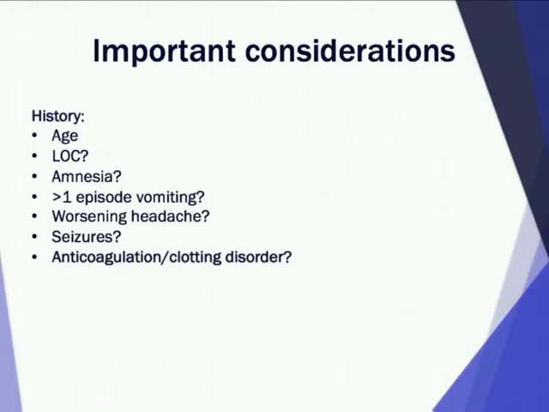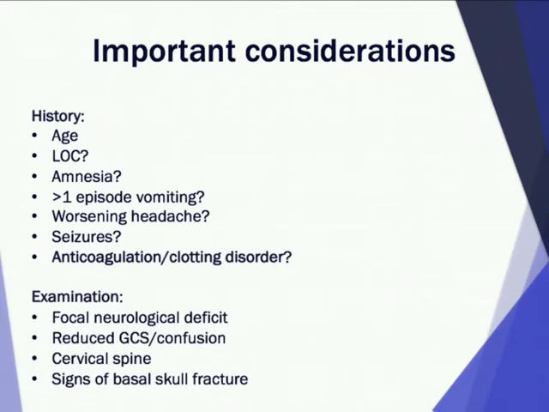And then from examination, we should be looking for any focal neurological deficit, so weakness on one side or on one limb, any reduced GCS, are they drowsy, are they more confused than normal? Very important to also examine the cervical spine for any tenderness or any reduced range of motion, because if we're suspecting a fracture we'll need to put blocks around their head and add a CT cervical spine on to the protocol. And then also it's important to look for signs of a basal skull fracture.